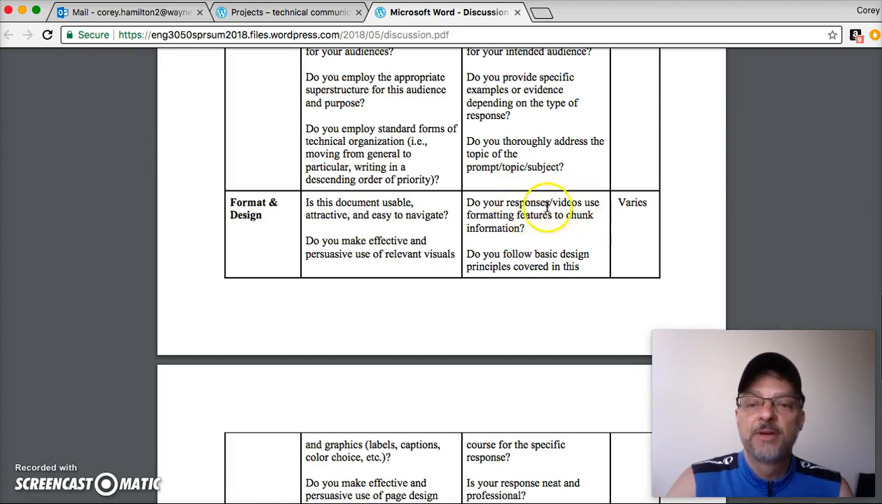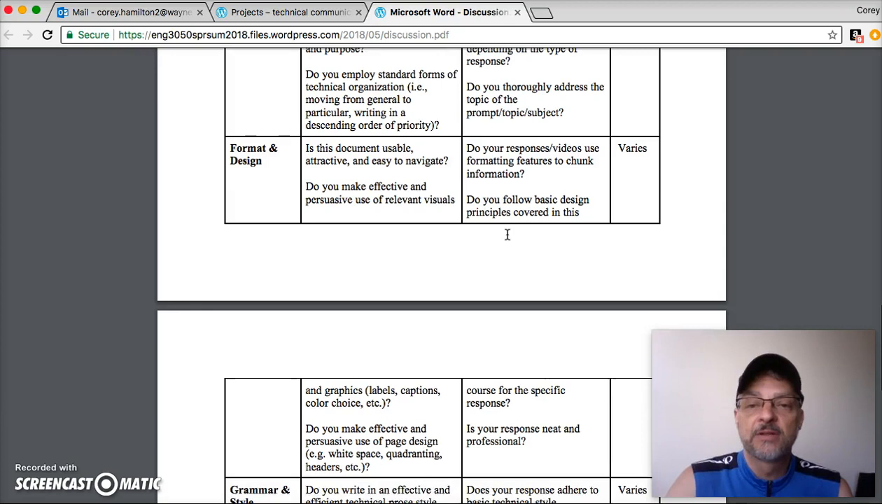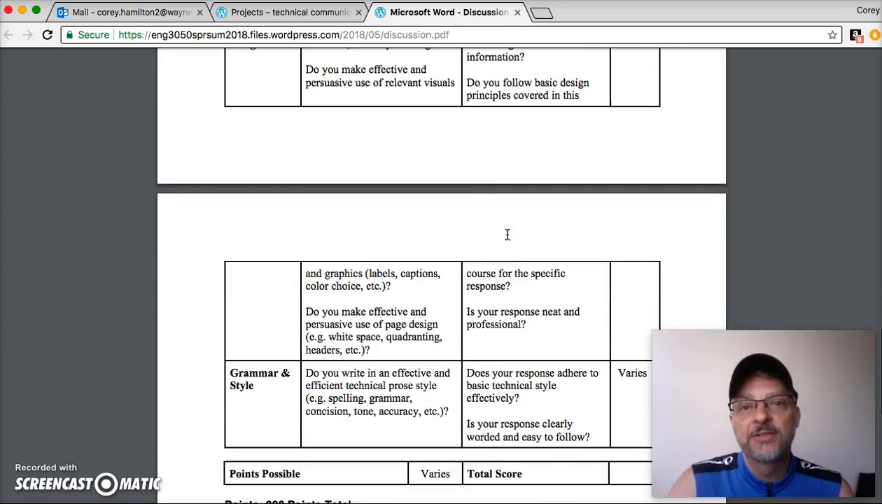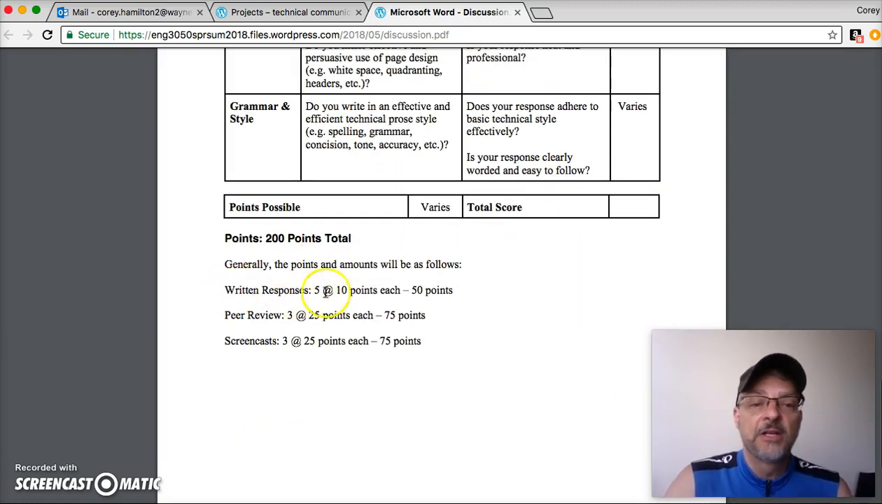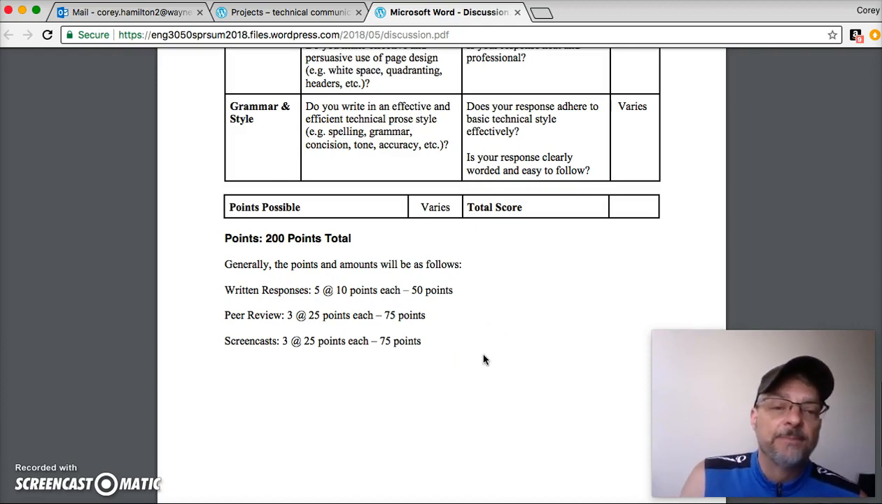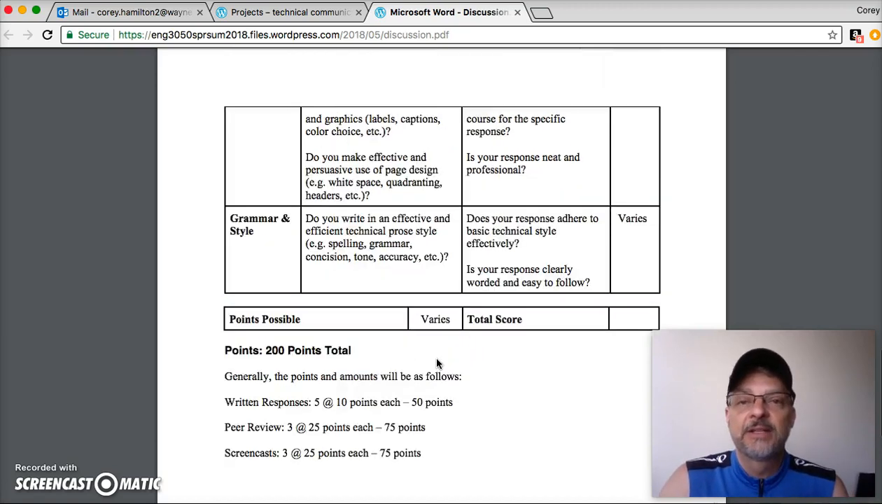Video responses or videos, formatting features to chunk information, basic design principles covered in this class. This probably has more to do with peer review. And then obviously your writing is clearly worded. All right, so here's the nitty-gritty. Written responses: there'll be 5, at about 10 points each. Peer review is 3 at 25, and we'll do 3 screencasts at 25 each as well.